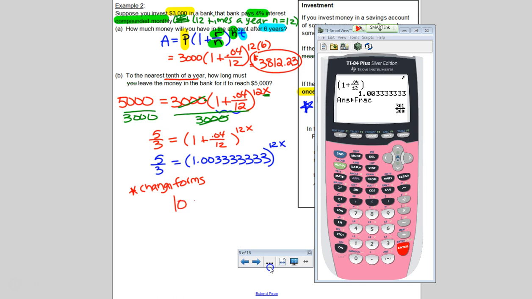So log, the base is that ugly number. So maybe it would have been better to have the fraction, but. And then the outcome is 5/3. And you need it to equal to 12x. Now you can put all of this in your calculator right now, or you can just go, well, I have to take the 12 away anyways. If I divide over the 12, then you can do this all in one step, and that's what x is.